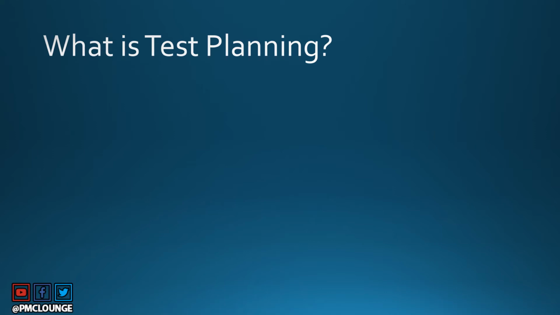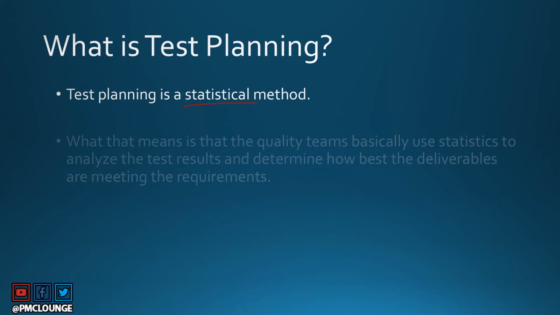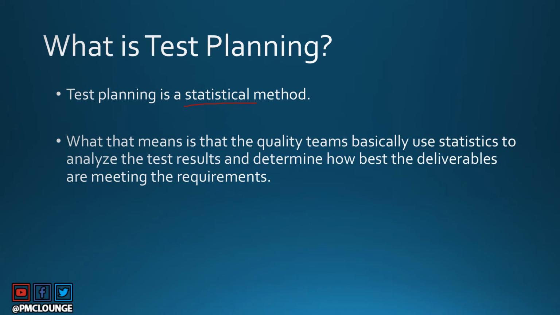So what is test planning? At the heart of it, test planning is a statistical method. And what do we mean when we say that test planning is a statistical method? To understand this point, you need to divide it into three parts. The first part is that the quality teams or your testing teams basically use statistics to analyze something. Now, what are they analyzing?